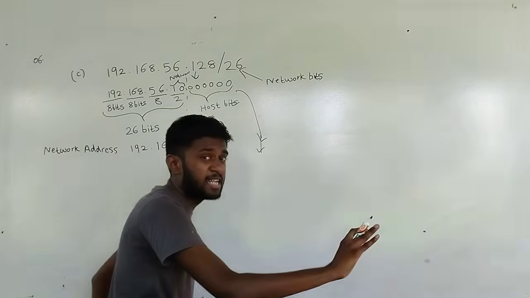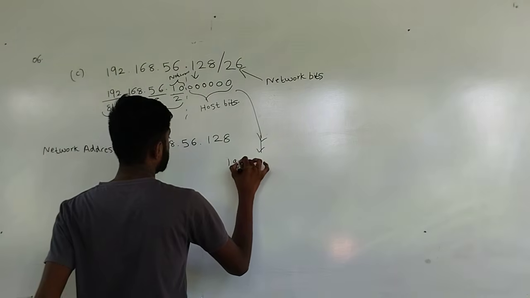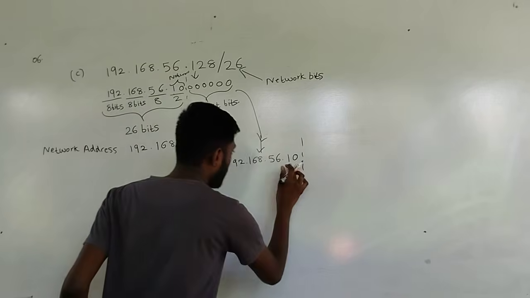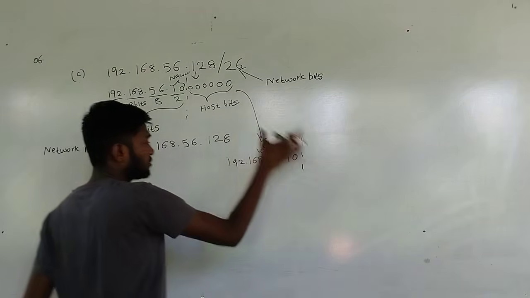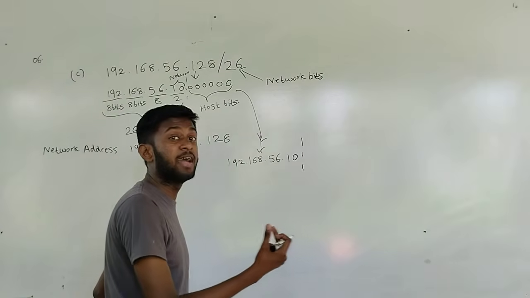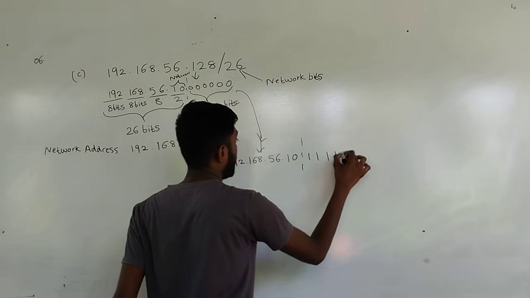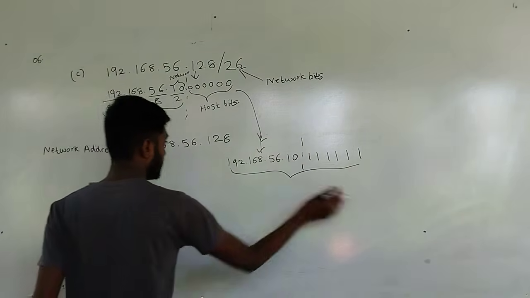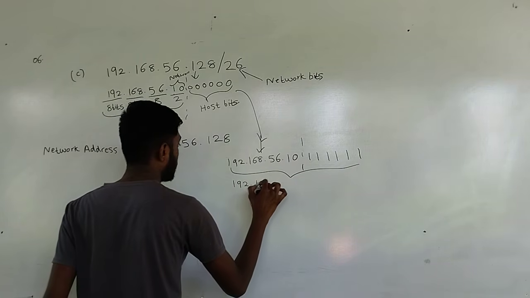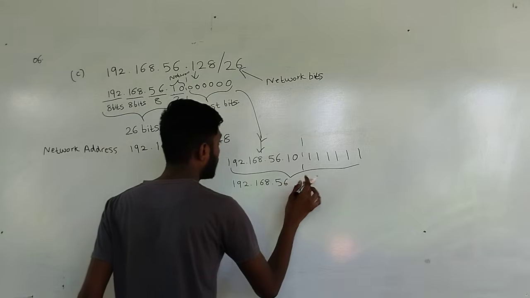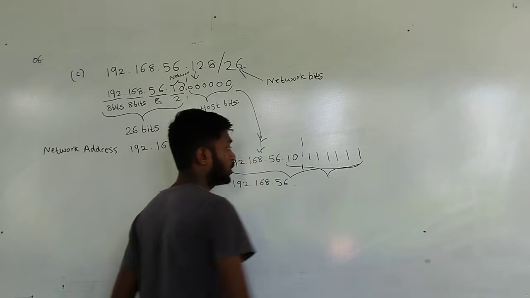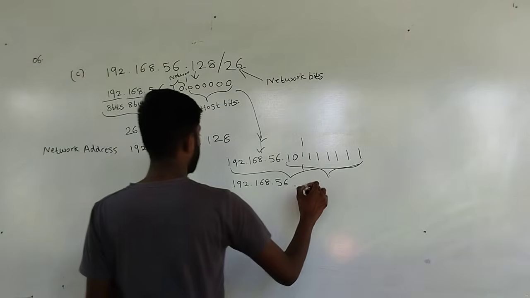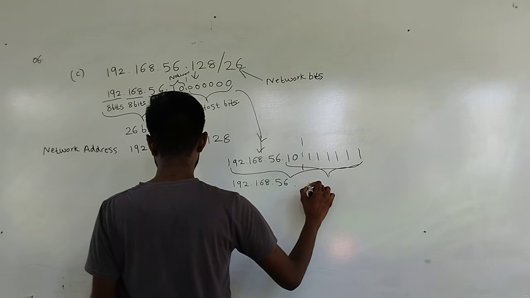The network bits are going to be the same. There is no change. So it's going to be 192.168.56.10. The net bits are the same, and the remaining 6 host bits are now going to be 1, because we are going to find the broadcast address. So 1, 2, 3, 4, 5, 6. Now when you do the conversion to decimal, here it's going to be the same, 192.168.56. Once you convert this binary, we will be getting 191.